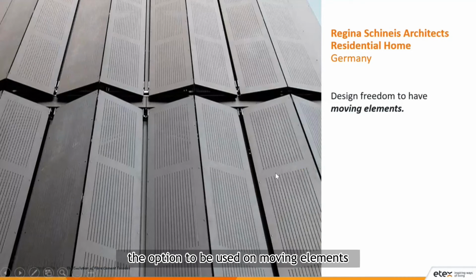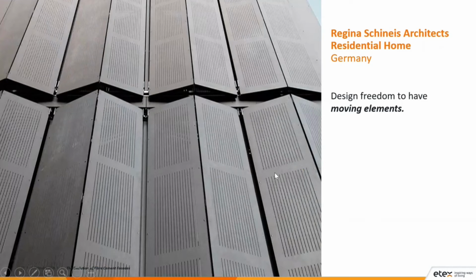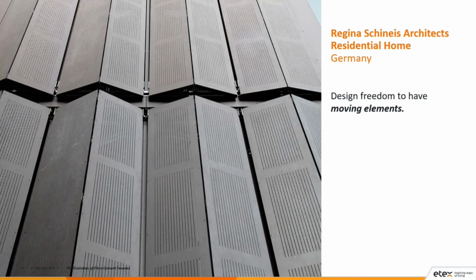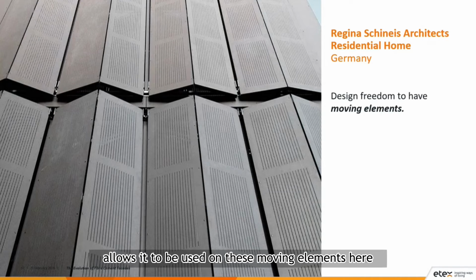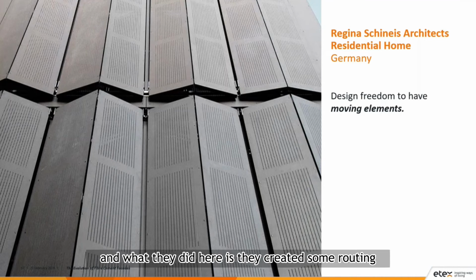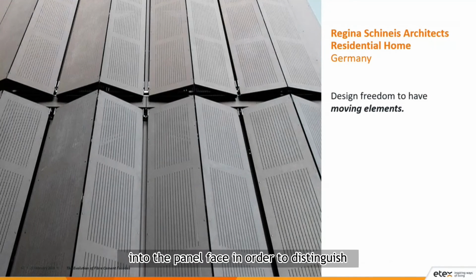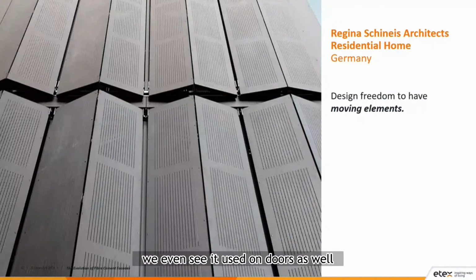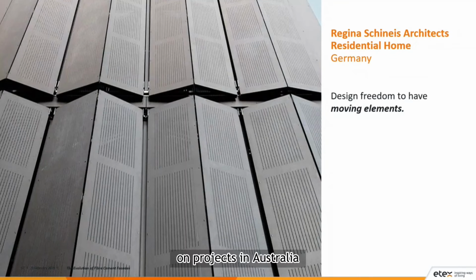The option to be used on moving elements. So here you can see the through color high density nature of the panel allows it to be used on these moving elements here. So although the facade itself is all EQUITONE, the moving elements as well is EQUITONE. And what they did here is they created some routing into the panel face in order to distinguish those as the moving areas of the building. So the opportunity to use that. We even see it used on doors as well on projects in Australia.